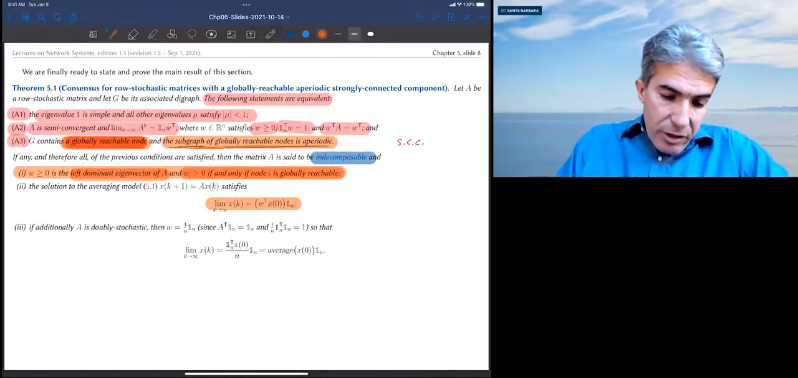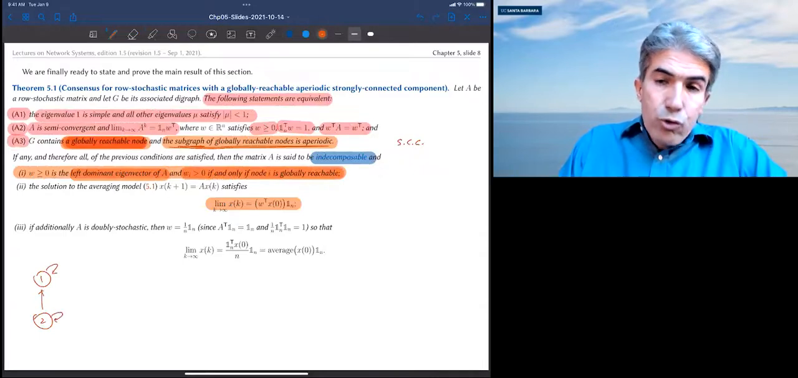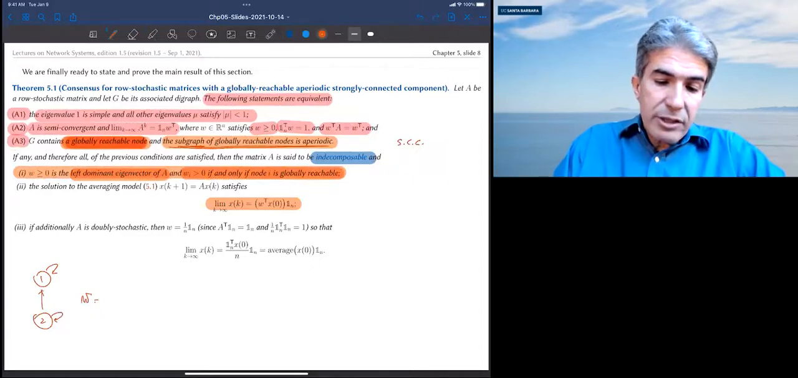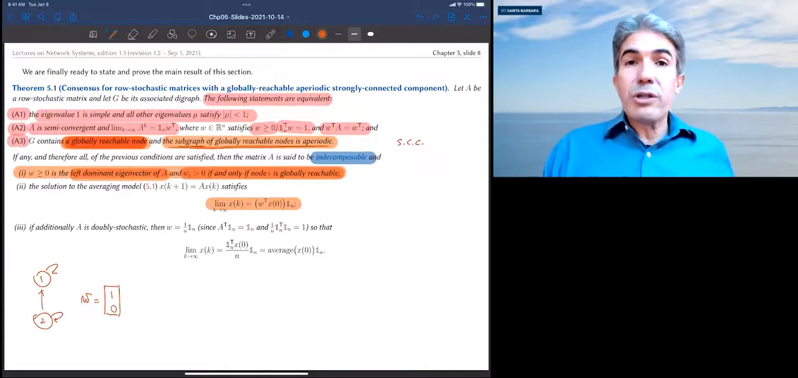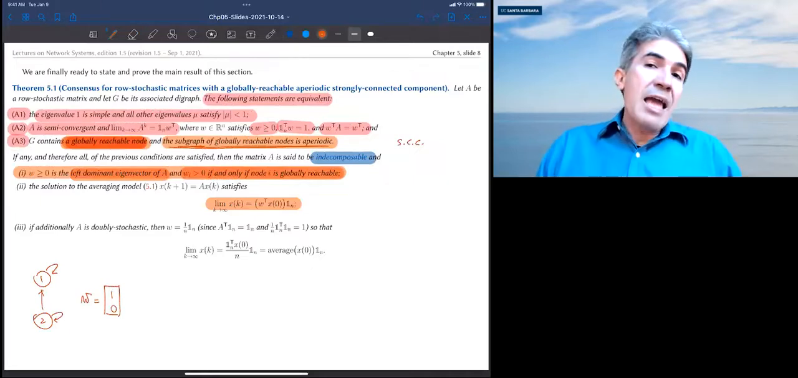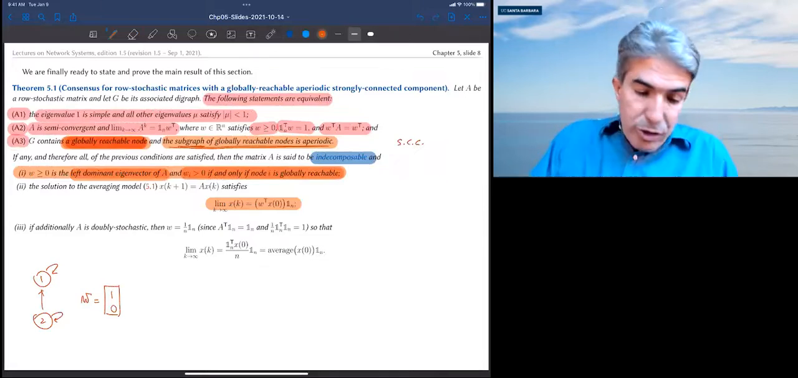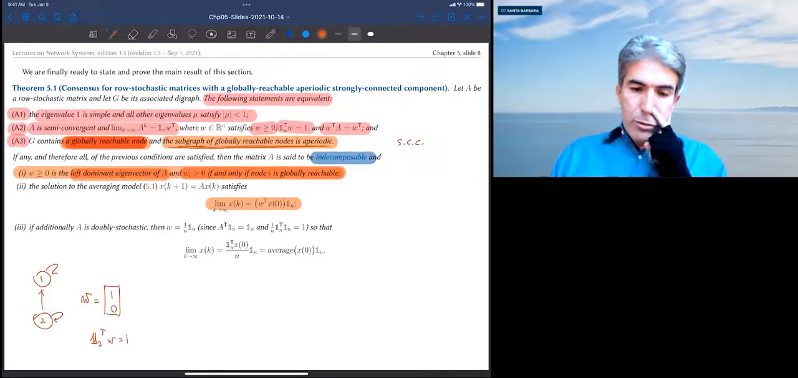So in other words, if I have that graph I showed a few seconds ago, node 2 is not globally reachable, node 1 is globally reachable. The left dominant eigenvector of the corresponding row stochastic matrix is going to have to be of the form (1, 0). It is 0 because 2 is not globally reachable. It is non-zero in the first entry because 1 is globally reachable, and it is precisely equal to 1, the first entry of w, because we know that w transpose times the vector of ones must equal 1. All right.